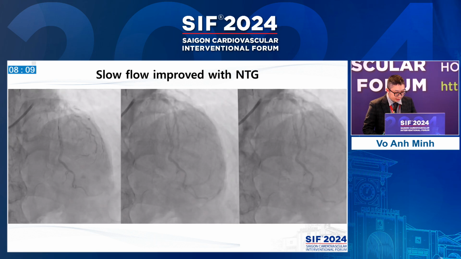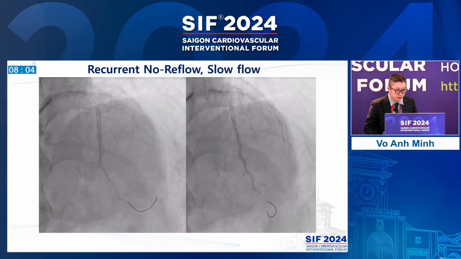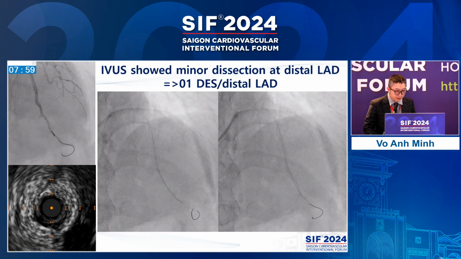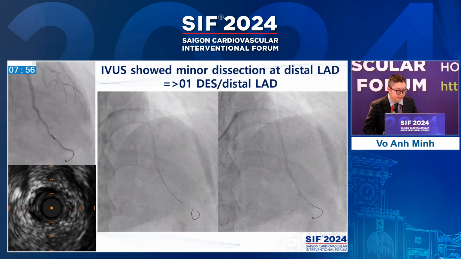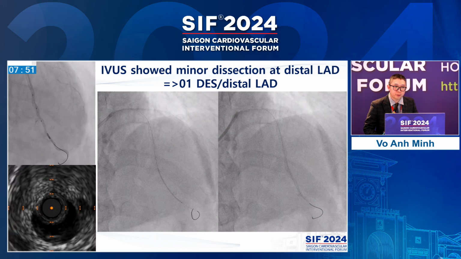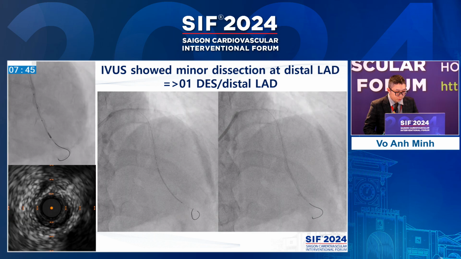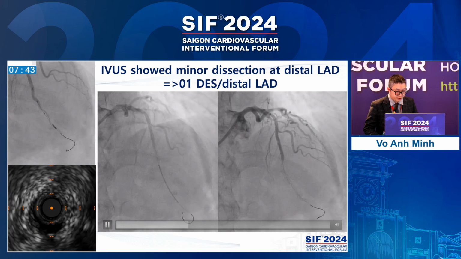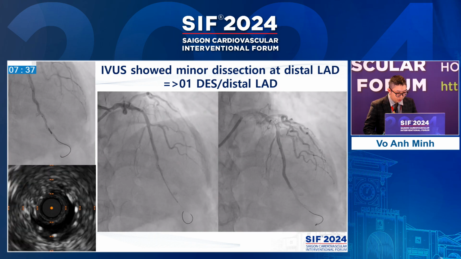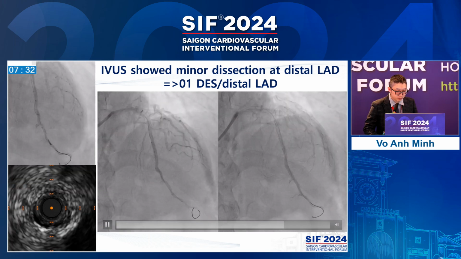Then I waited a little bit and redid the CAG. It's recurrent no reflow and slow flow. So I did the IVUS. I think the patient has some dissection at the distal, so probably it made the thrombus embolize and caused a spasm at the distal. The IVUS shows some minor dissection at the distal, so I deployed another stent to the distal. But after deploying the stent, it still had slow flow.